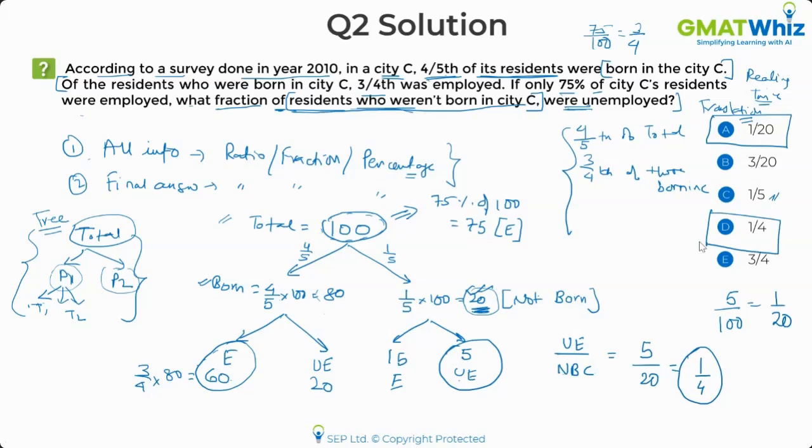They are not asking what fraction of the total people are unemployed and not born in city C. They're asking of those people who are not born in city C. When they say of those residents who are not born, that becomes your reference point. Then see what they are asking: of these people, how many were unemployed. Now tell me if this is perfectly clear or not, because only 37% of you got this correct. So please mark yes if this is clear.